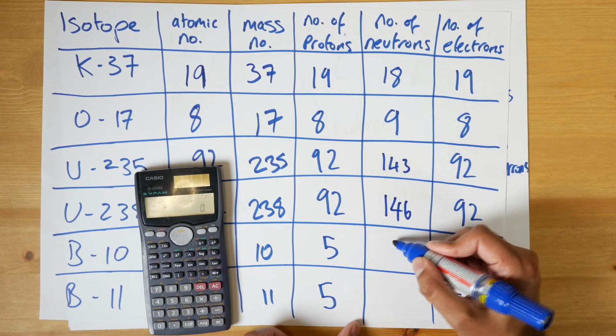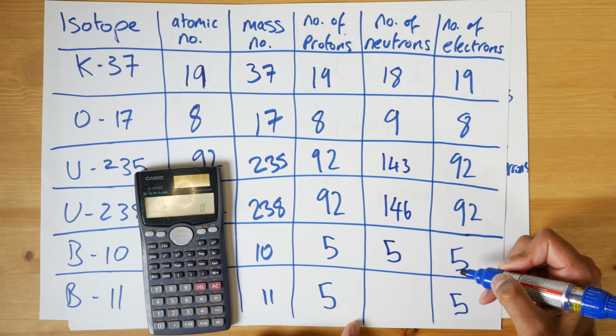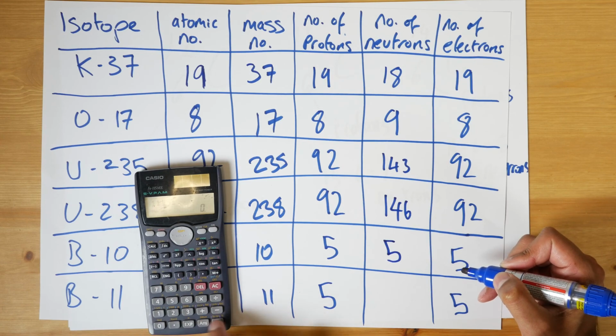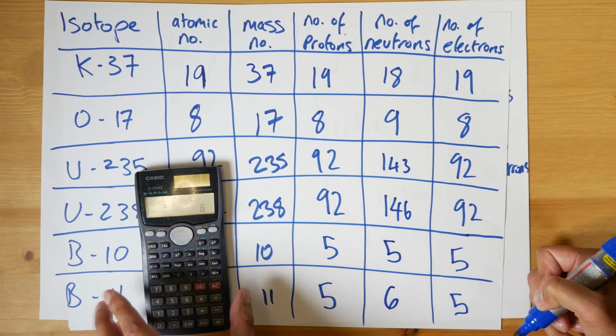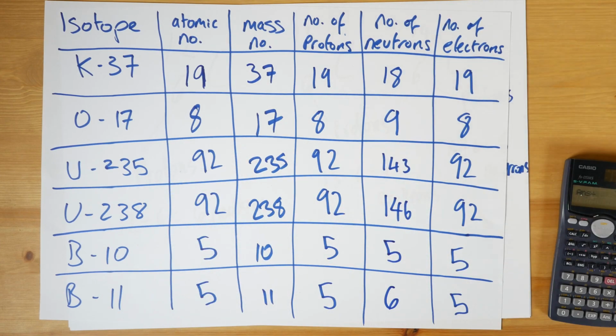10 minus 5 is 5. And 11 minus 5 is 6. Yes, I'm using a calculator. Sue me. Anyway, there we are. It's nice and easy. So this is what you've got to do when you're working out isotopes.